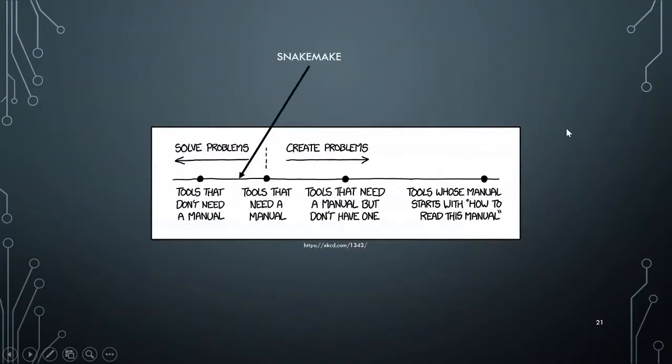I like reading comics on XKCD, and this is a good one to show where Snakemake falls on this little graph. Tools that need a manual are the middle point, then tools that need a manual but don't have one, and tools whose manuals start with how to read this manual, those create problems. I found that Snakemake was fairly easy to develop in once you got over a certain hill of understanding how it's supposed to work, and it enabled me to solve problems more than create them.